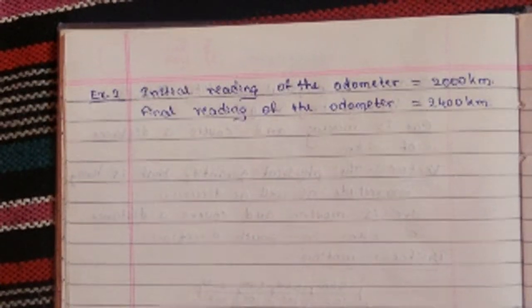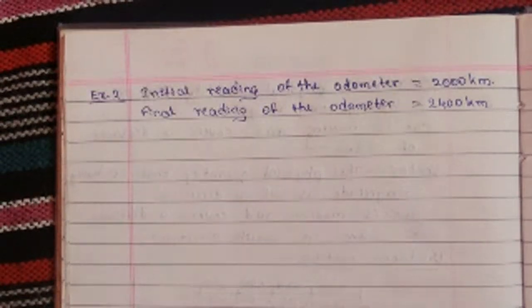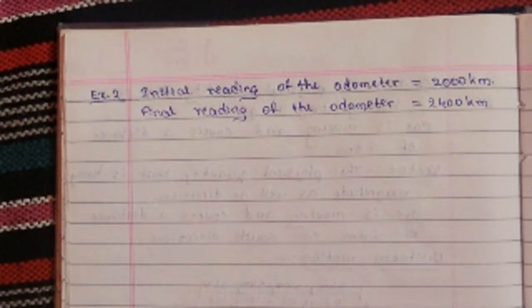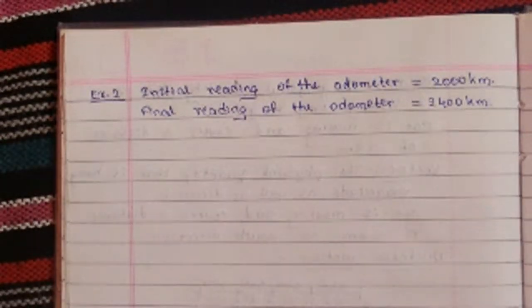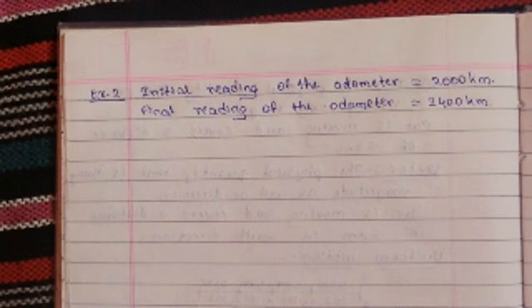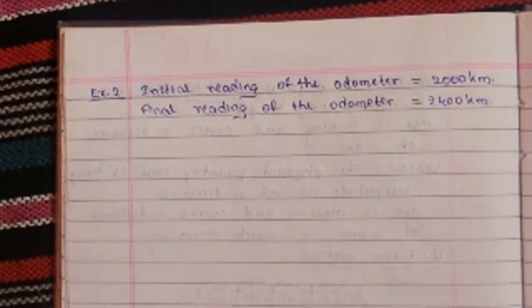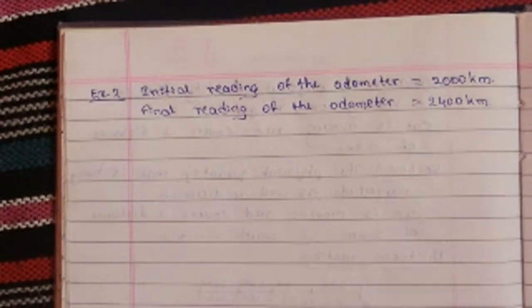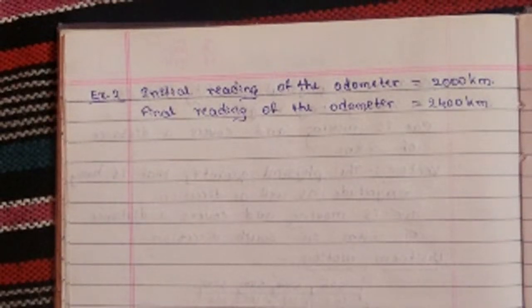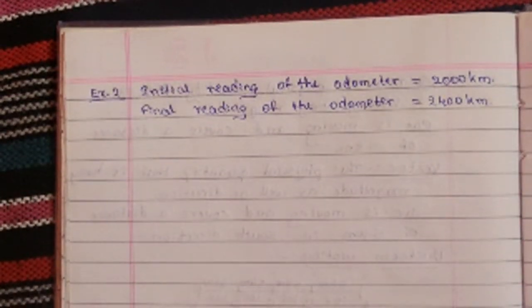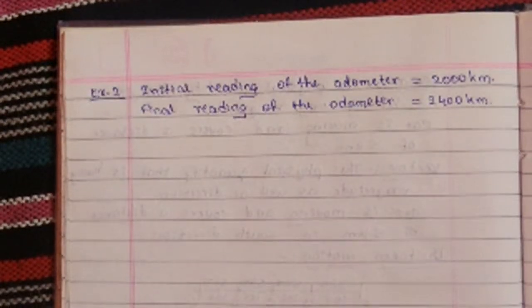Now we don't want the initial and final readings. Now we want the total distance traveled. For that we have to subtract the initial reading from the final reading, then we will get the total distance traveled. Initial is 2000, final is 2400. Therefore 2400 minus 2000 kilometer gives the total distance traveled in that trip.